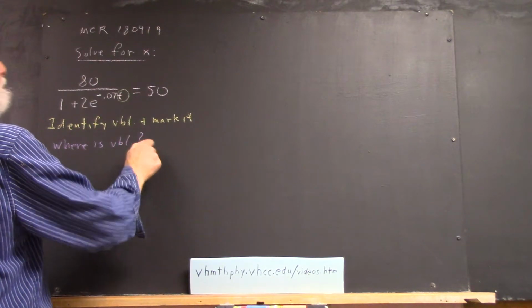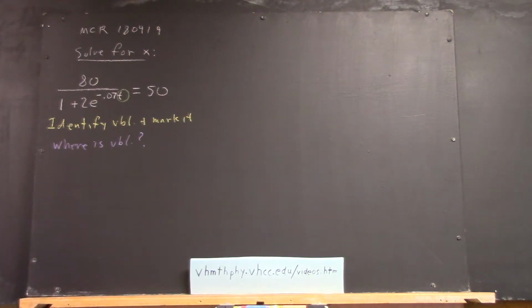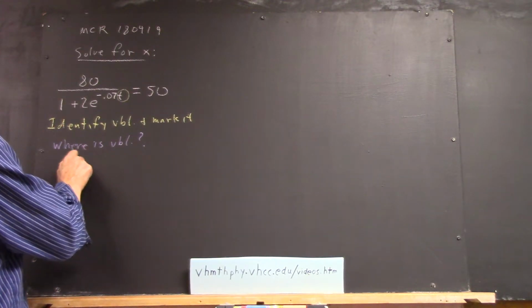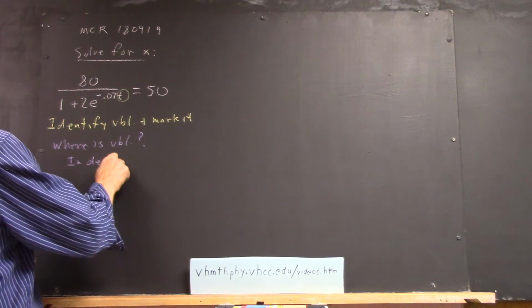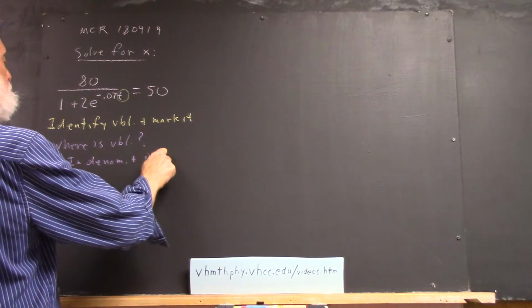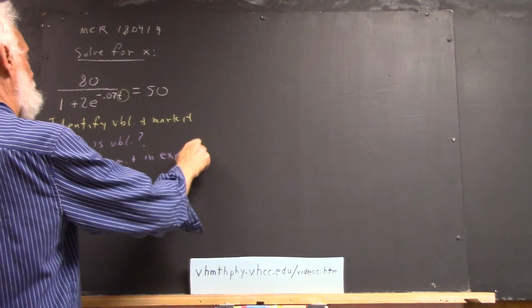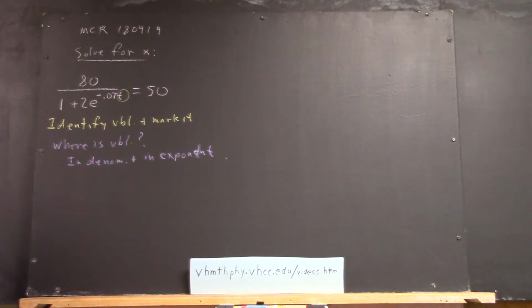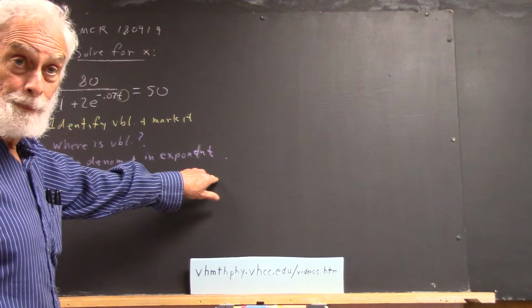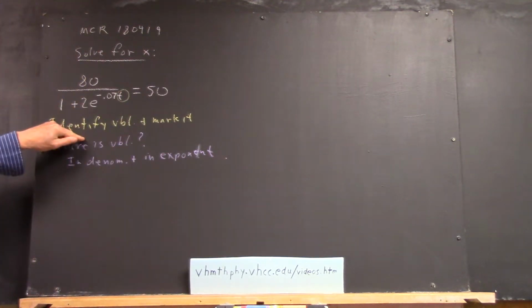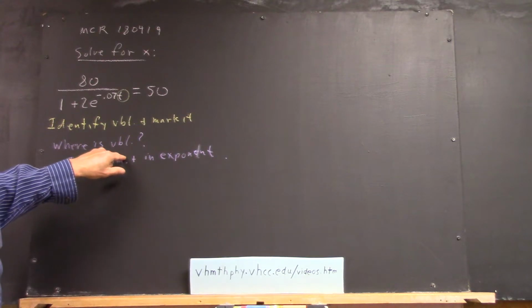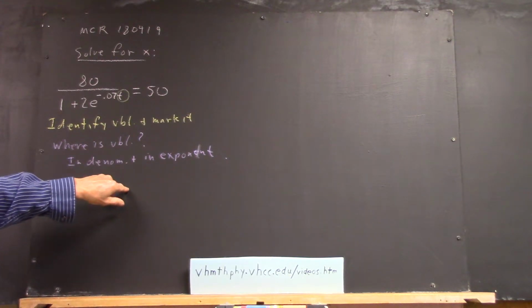Where is our variable? Well, it could be in a lot of places, right? But the most troublesome place is in a denominator, and it's in an exponent, right? So we have to deal with both of these things. So when we look at this, we ask ourselves these questions. When you see an equation, identify the variable and mark it, and ask yourself where it is, because that's going to give you a pretty good clue about what to do about it.